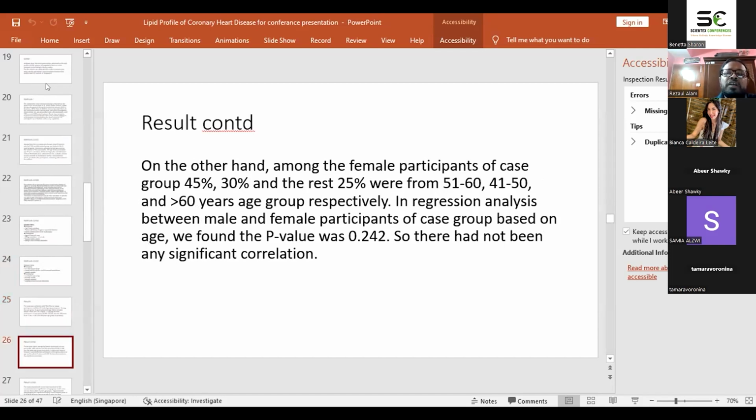On the other hand, among the female participants of the case group, 45%, 30%, and the remaining 25% were from the 51 to 60, 41 to 50, and more than 60 years age groups, respectively. In regression analysis between male and female participants of the case group, based on age, we found the p-value was 0.242, so there had not been any significant correlation between male and female.